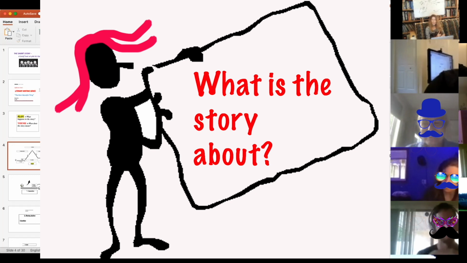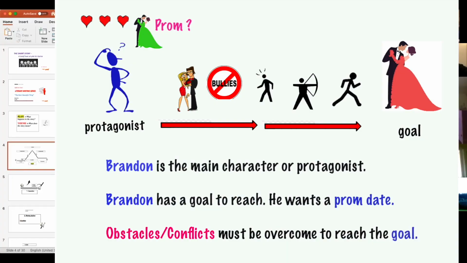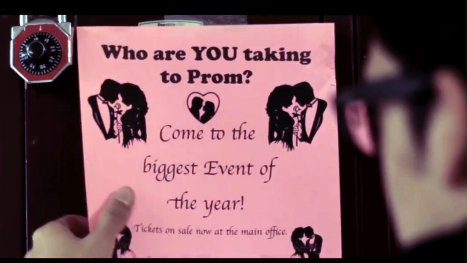In order to know, we need to know what the story is actually about. And the story is about a protagonist who is the main character. And the main character, who is the protagonist, has to have a problem to solve or a goal to reach. Has to have one or the other. So Brandon has a goal to reach. What is it? To get a date. To get a date for the prom.